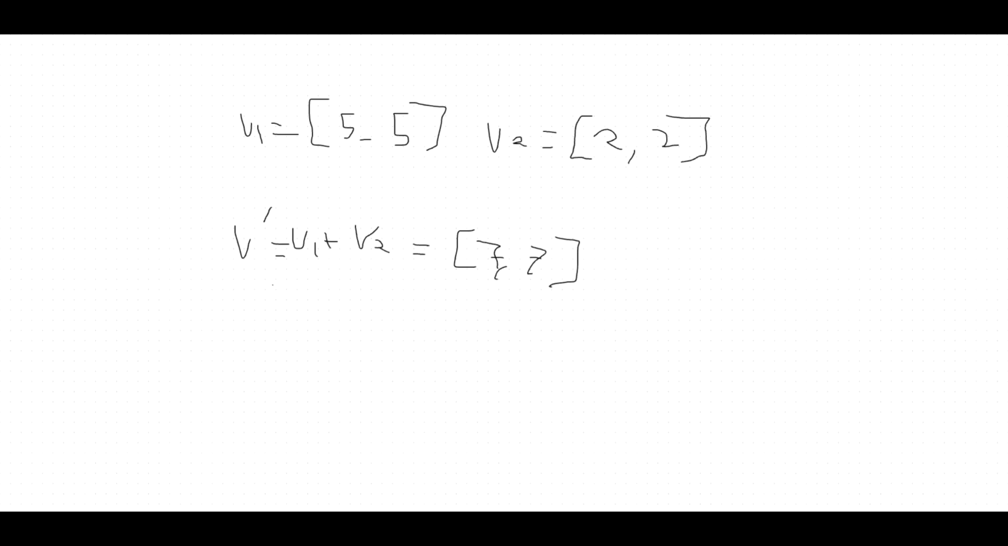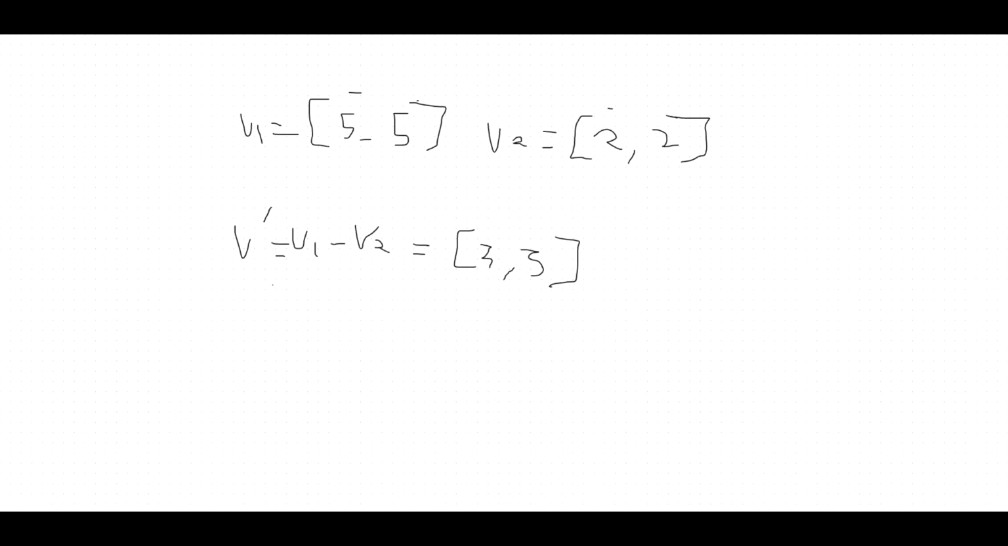Either way, if you want to subtract, let's say I want to subtract the values, then v1 minus v2 is 3 comma 3. So this is very simple. You just subtract this position with this and this with this. It's very easy.